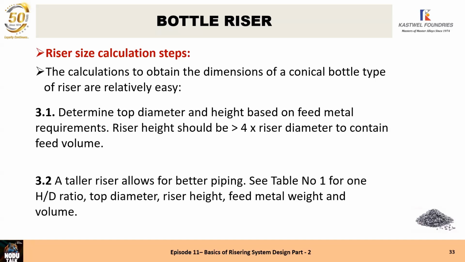See table 8 I gave you earlier, 5:1, 6:1, 8:1. A taller riser allows for better piping. See table 1 for height to diameter ratio at the top. Riser height, feed metal requirement, and weights are available.